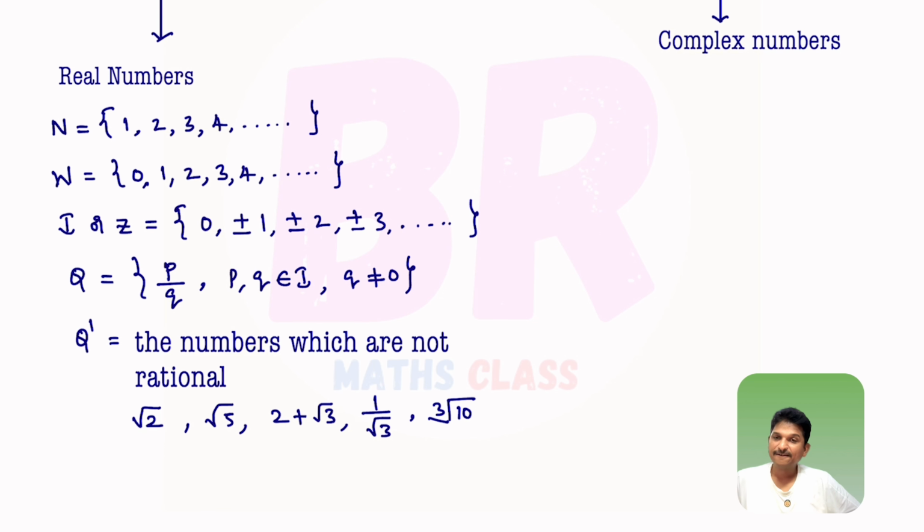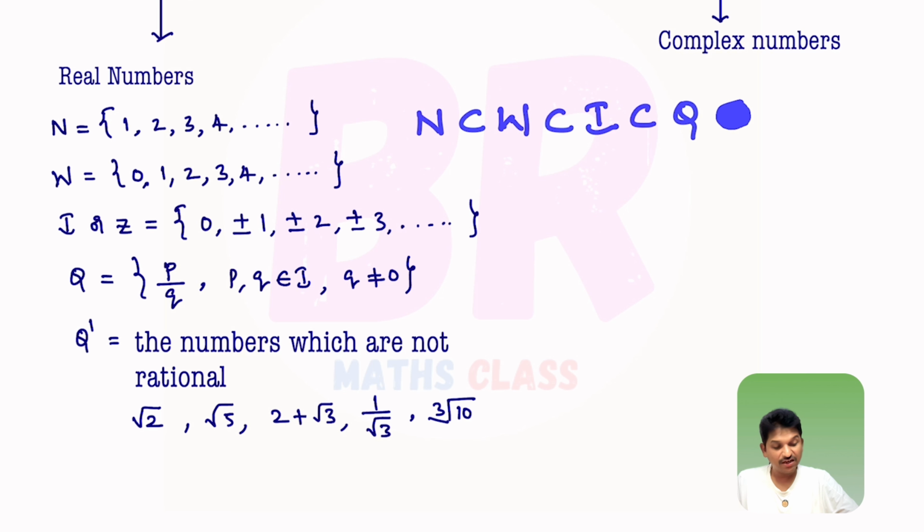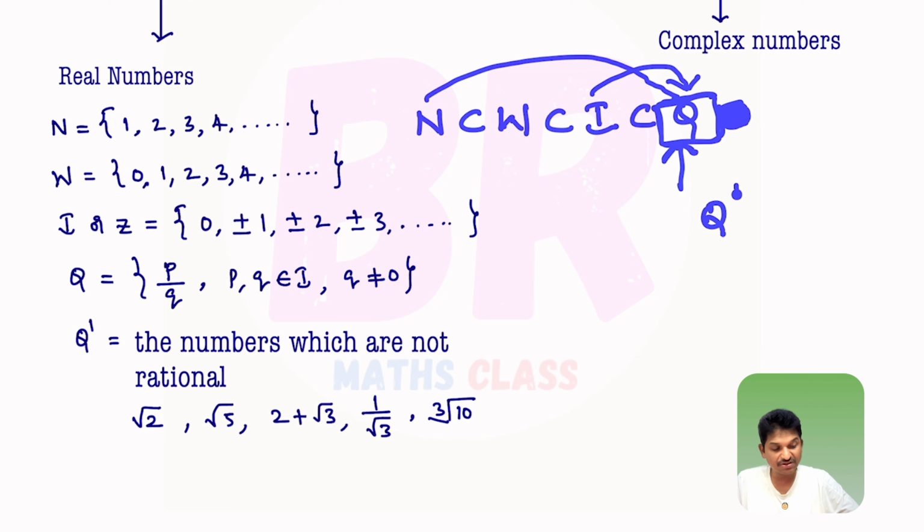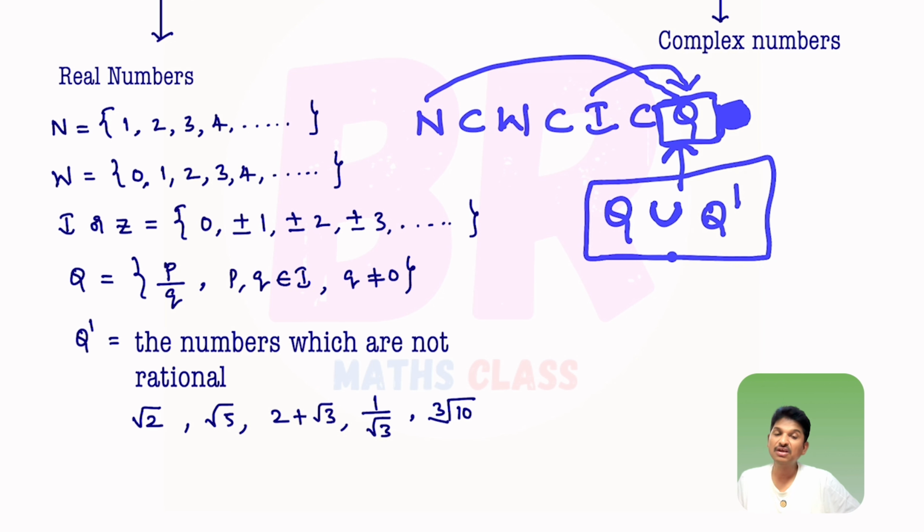Bit confusing, right? Here you need to know that, see, this set, natural numbers, is a subset of whole numbers. Whole numbers are a subset of integers. Integers are a subset of rational numbers. That means in this, which set is the bigger set? Rational numbers, because all natural numbers are rational numbers, all integers are rational numbers. Rational numbers, irrational numbers. Irrational numbers are denoted by Q dash. Union of rational and irrational means whatever the numbers you can mark on the number line.